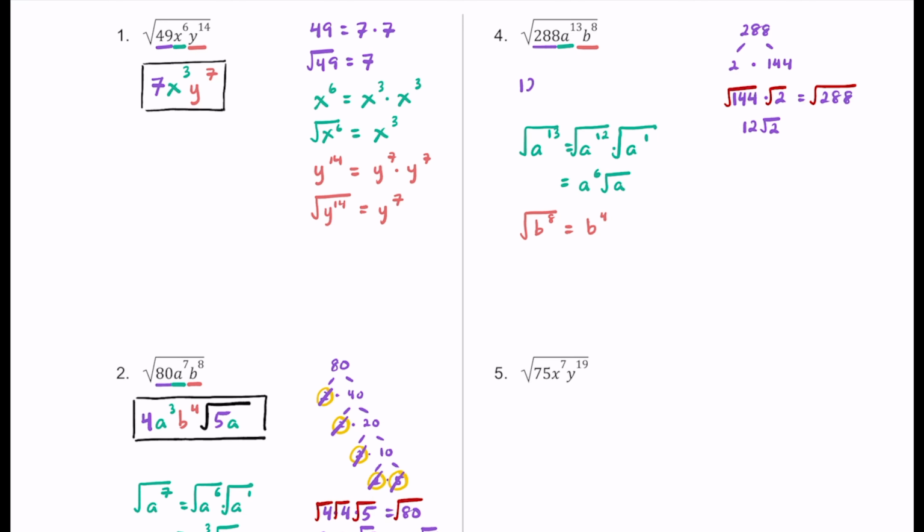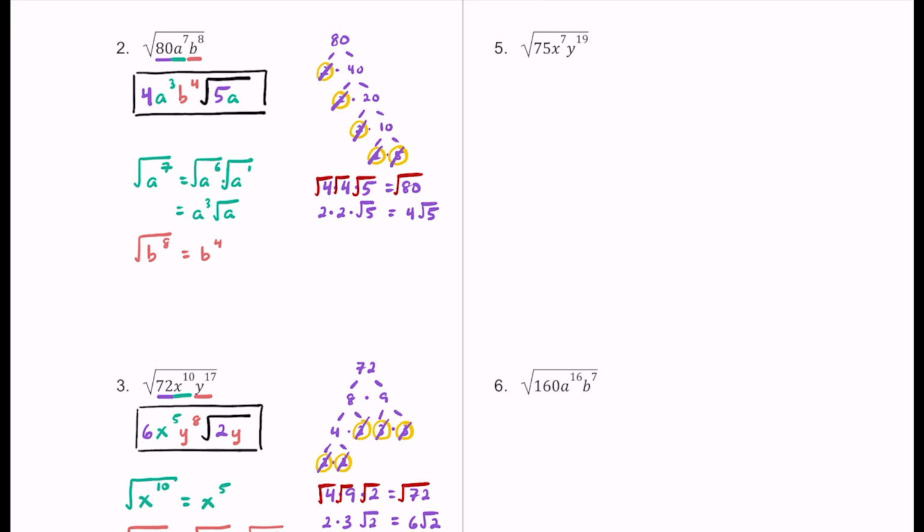So 12 is on the outside, a to the 6th power is on the outside, and b to the 4th power is also on the outside. Let's see what's stuck inside: root 2 and root a. So let's say this is going to be root 2, that goes on the inside, and then a, that goes on the inside as well. So this would be the most simplified expression that we could write here.